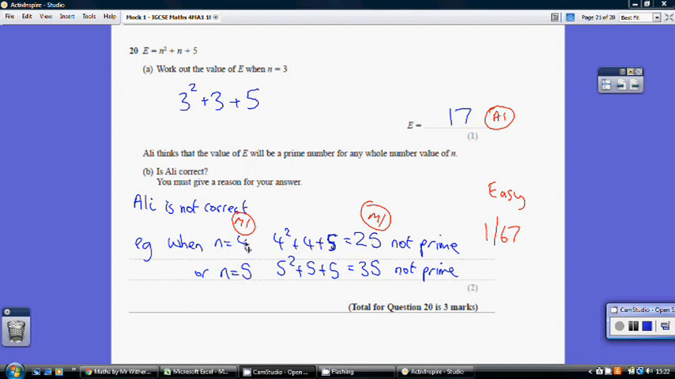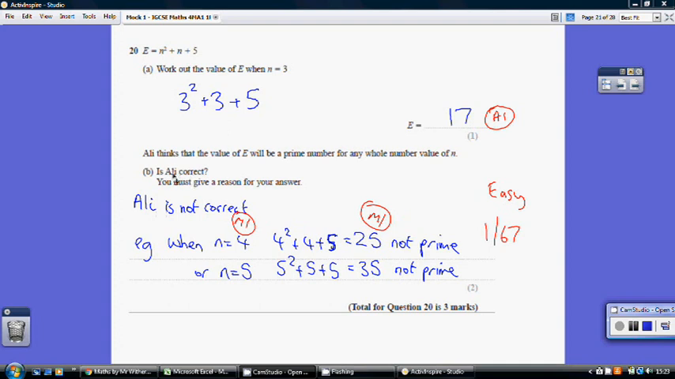Let's do n is 4 for example. 4 squared is 16, 16 add 4 is 20, add 5 is 25. Now 25 is not prime because 5 5s are 25. Same with when n is 5. So as we found one example where it doesn't hold true, we can conclude that Ali is not correct.